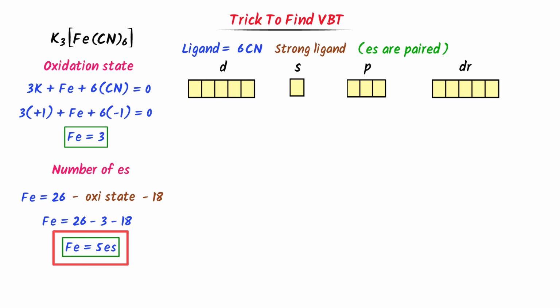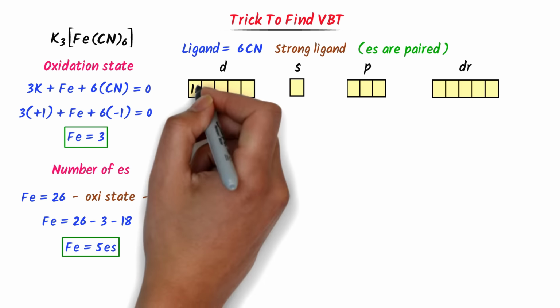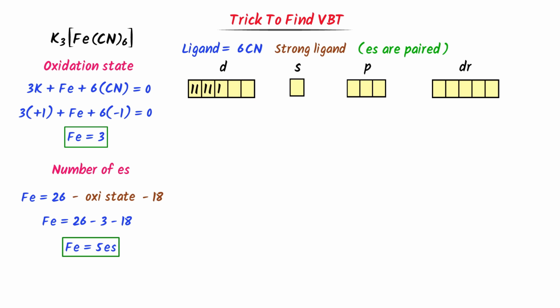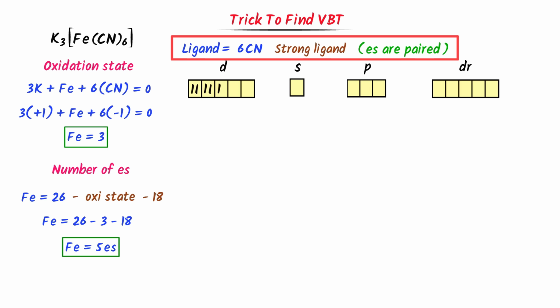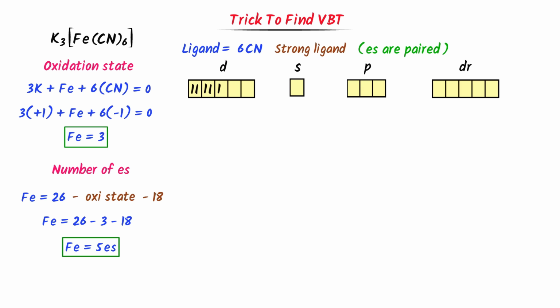Now this iron has 5 electrons. I take these 5 electrons of iron and I place them in this d orbital. 1, 2, 3, 4 and 5. I pair the electrons of iron because there is a strong ligand of cyanide. So I have successfully configured the 5 electrons of iron.